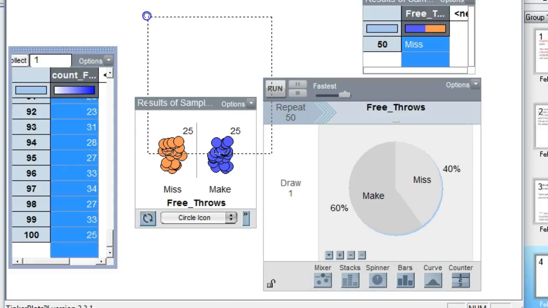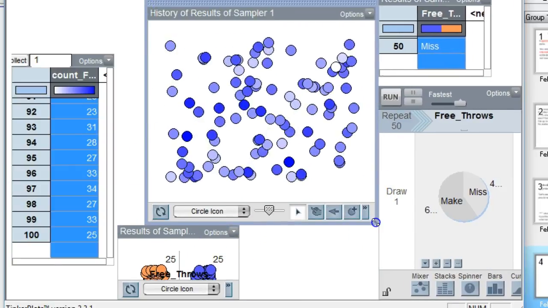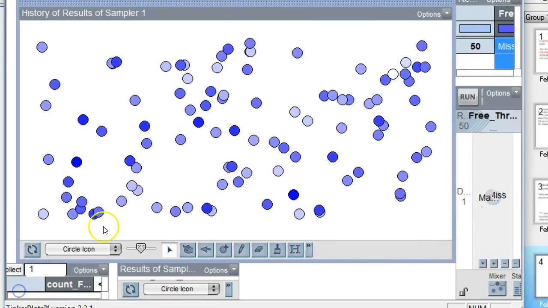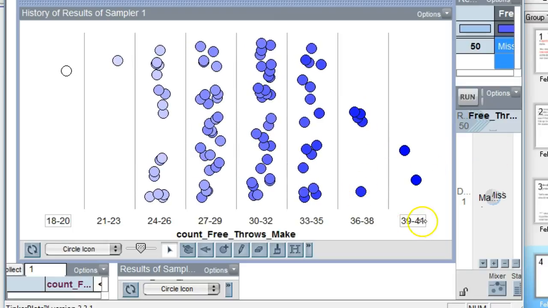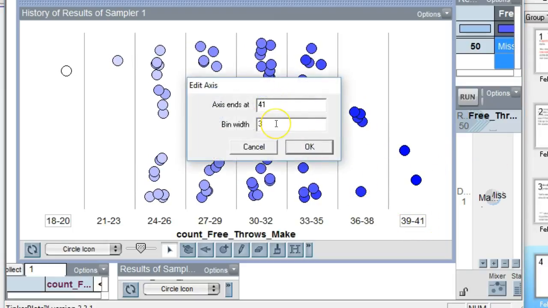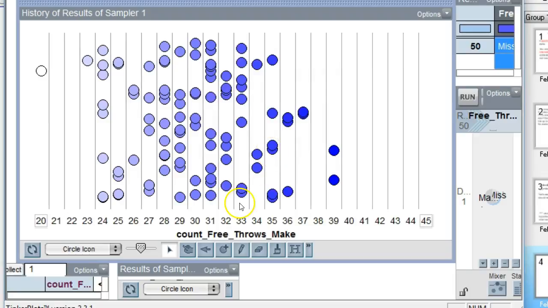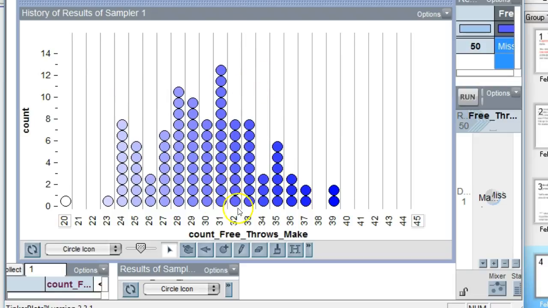So now I'm going to pull a plot in here to plot all of those, that entire table. There it is. I'll make it take up the whole screen, or as much of it as I can. And here's all 100 of those makes. So I'll pull this thing around, maybe adjust it a little bit. Maybe let's go 45. Let's make my bin width 1 so we can see each shot. Yeah, that looks pretty good. And then we'll stack them so we can look at this.